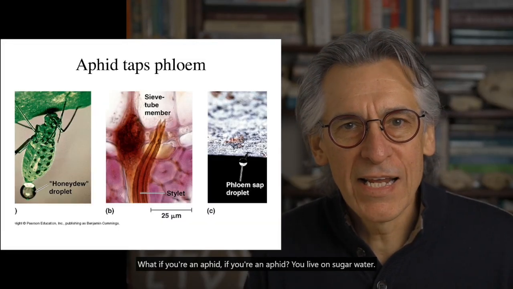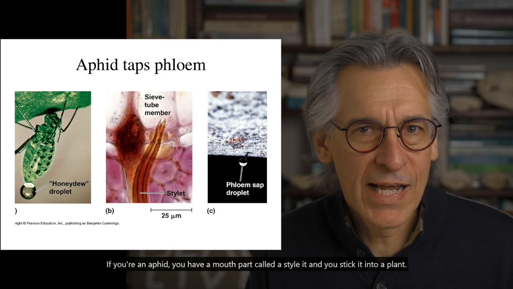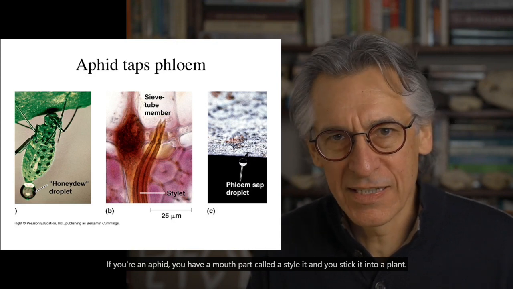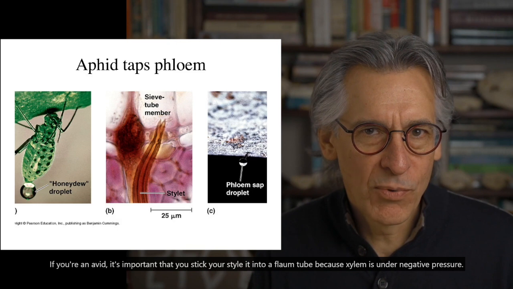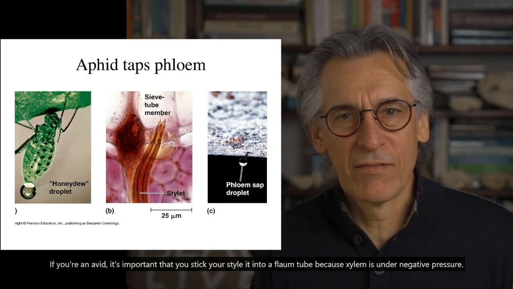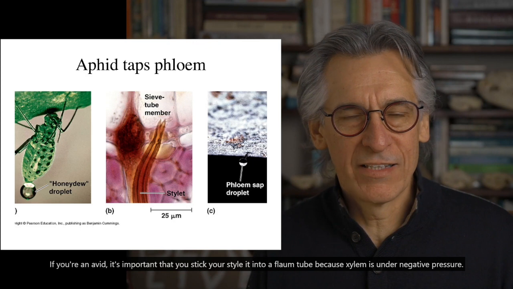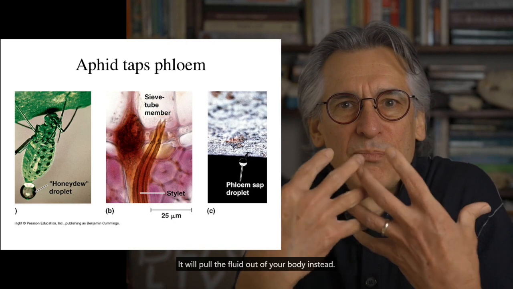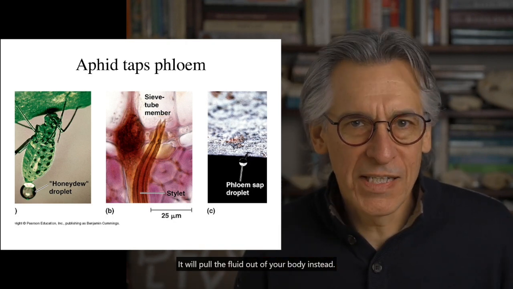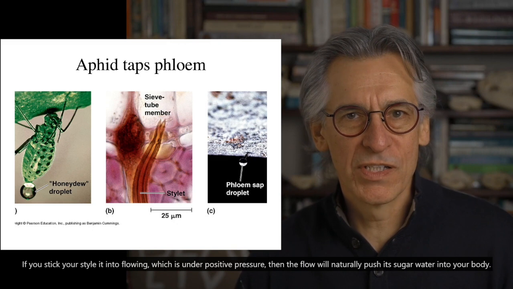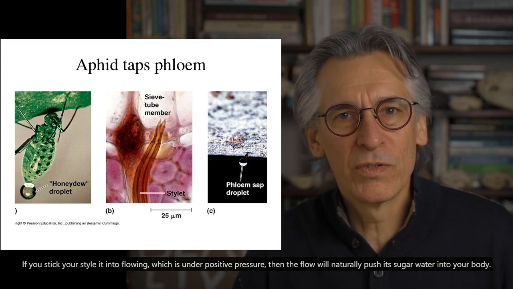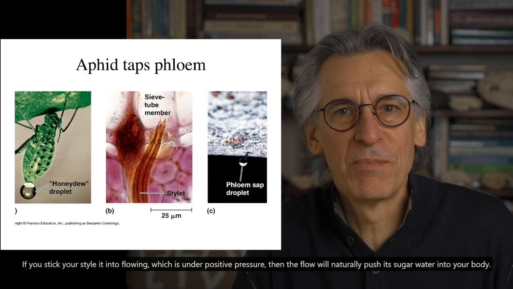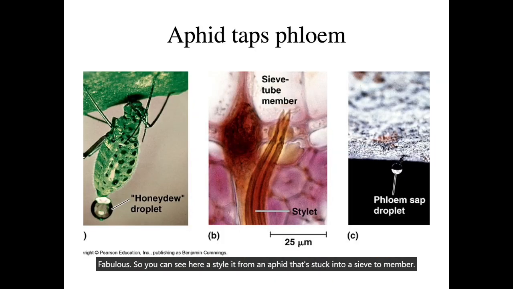What if you're an aphid? If you're an aphid, you live on sugar water. If you're an aphid, you have a mouth part called a stylet, and you stick it into a plant. If you're an aphid, it's important that you stick your stylet into a phloem tube, because xylem is under negative pressure. If you make a mistake and you stick your stylet into xylem, it will pull the fluid out of your body. Instead, if you stick your stylet into phloem, which is under positive pressure, then the phloem will naturally push its sugar water into your body. Fabulous. So you can see here a stylet from an aphid that's stuck into a sieve tube member.